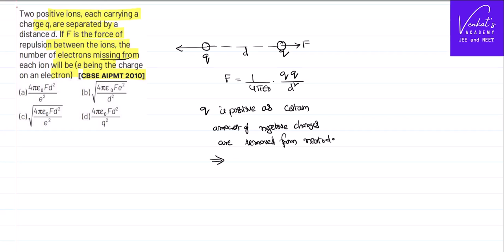That implies the positive charge q could be expressed as q equal to n e, since charge is quantized and is an integer times the charge of an electron or proton, because both are the same, where n is the number of excess protons that it has, that is, the number of electrons that are removed. As they are removed, it became that much positive. So in the place of q I can write n e.